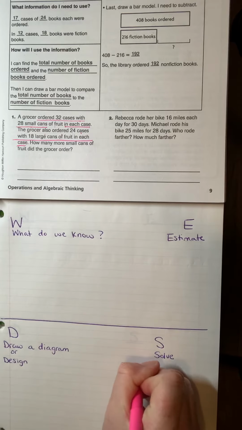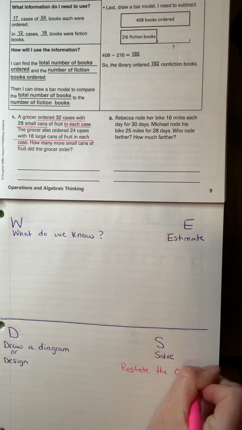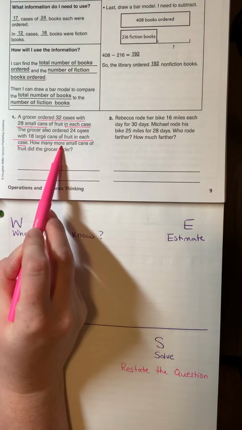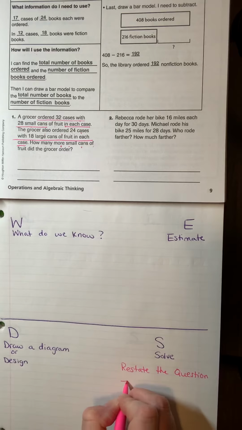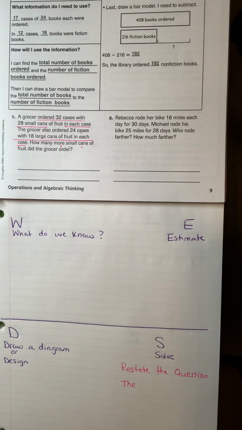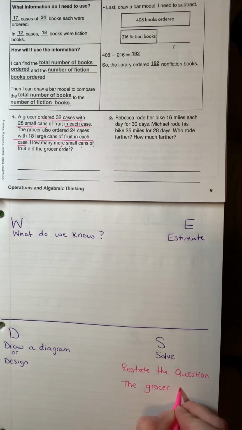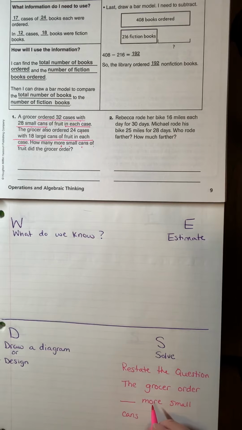The first thing I'm going to do is restate the question. The question says, how many more small cans of fruit did the grocer order? I can restate that by saying, actually, you pause the video, you restate it, and then see if we got the same thing like we do in class. All right, hopefully you paused it and restated the question. I'm going to put mine as: the grocer ordered blank more small cans.